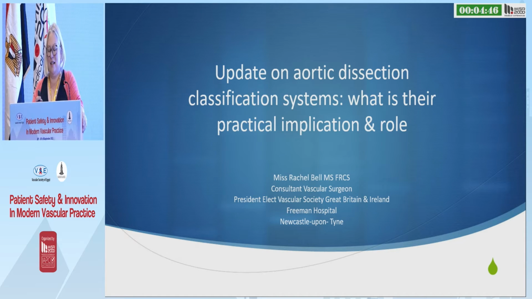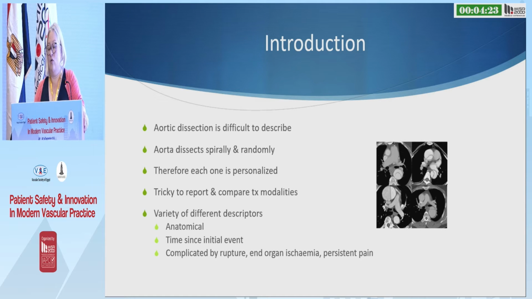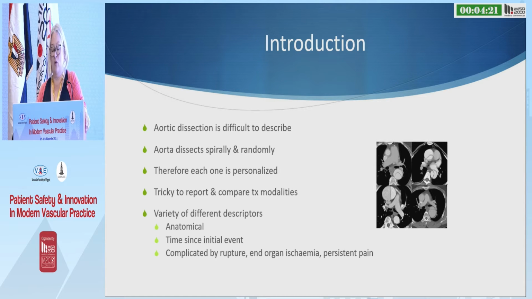I think aortic dissection is one of the frontiers we've yet to conquer, and so it's the thing that really interests me. I think aortic dissection is difficult to describe if you're talking about classification. The aorta we know dissects spirally and randomly, and therefore pretty much every patient you see has a personalised dissection. They're tricky to report and they're difficult to compare treatment modalities because of the differences in the dissection.